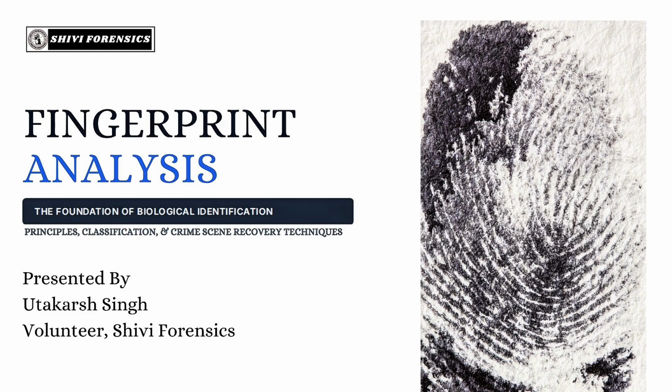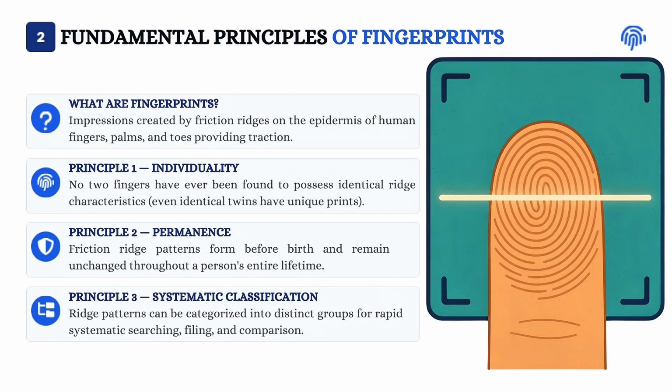In this presentation, we will explore the core principle, pattern classification, and crime scene recovery techniques presented by Utkarsh Singh, volunteer at Shivi Forensics. To start, what exactly are fingerprints? They are impressions created by friction ridges on the epidermis of human fingers, palms, and toes that provide traction. Fingerprint analysis relies on three core principles: individuality, permanence, and systemic classification.